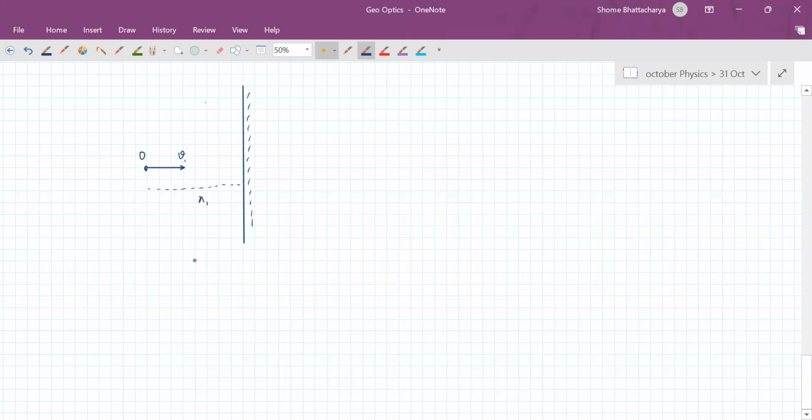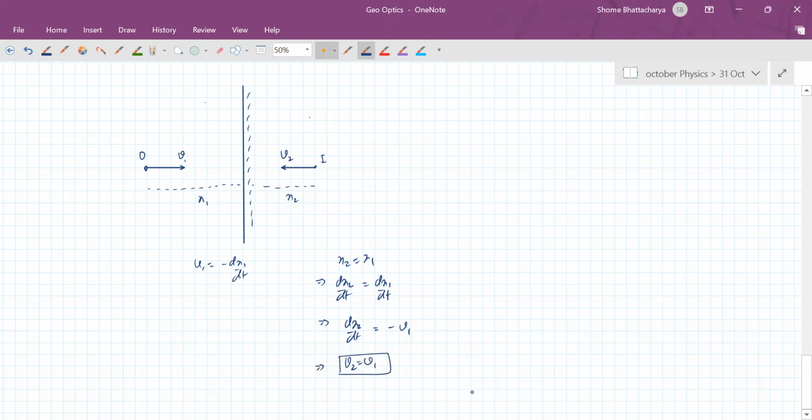then if this distance is x1, v1 is minus dx1 by dt. At any instant, the image will be behind the mirror such that x2 is equal to x1. So dx2 by dt should be equal to dx1 by dt. So that means dx2 by dt should also be minus of v1. So this image should therefore have a velocity which is like this. And the velocity of the image should be equal to the velocity of the object, but opposite in direction.